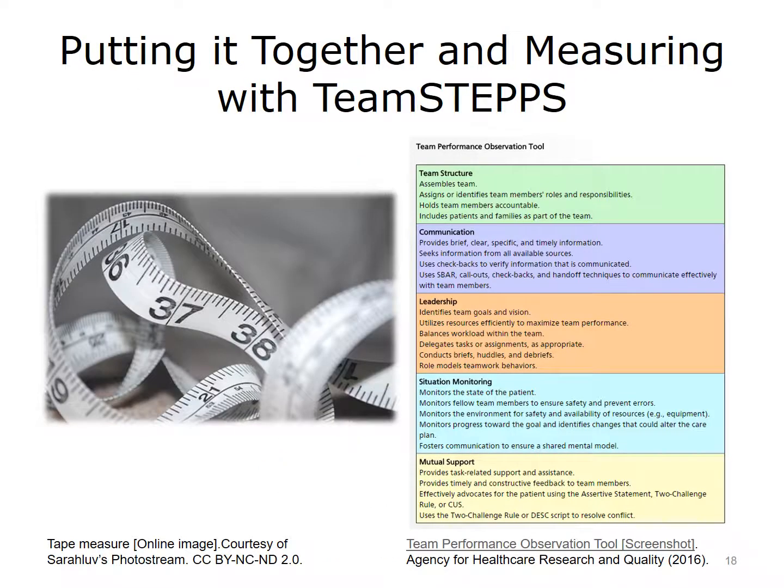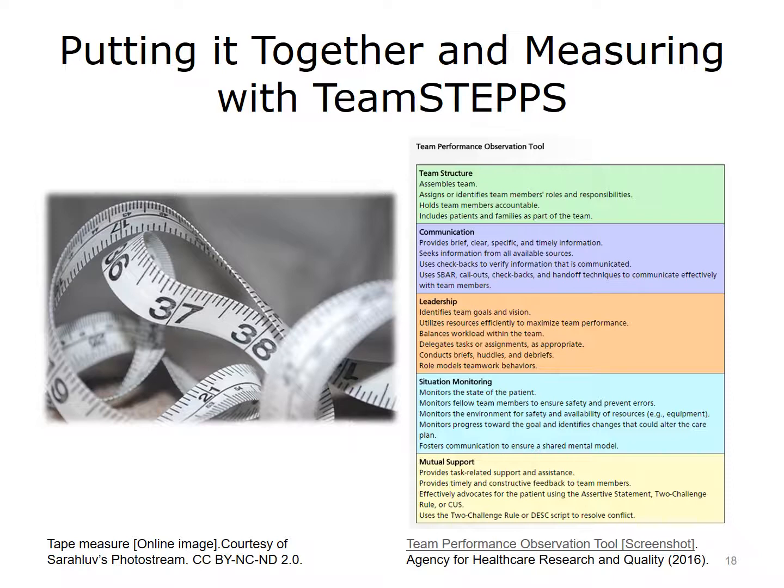The final aspect of TeamSTEPPS to discuss is a team observation tool that can be used to get a quantified assessment of the team's performance. This is difficult to view here, but in essence, it offers a few elements that align with each of the 5 circles that we have spent the last 17 slides discussing. Under each of these 5, team structure, leadership, situation monitoring, mutual support, and communication, are evaluation elements that can be quantified and an assessment of team performance derived.